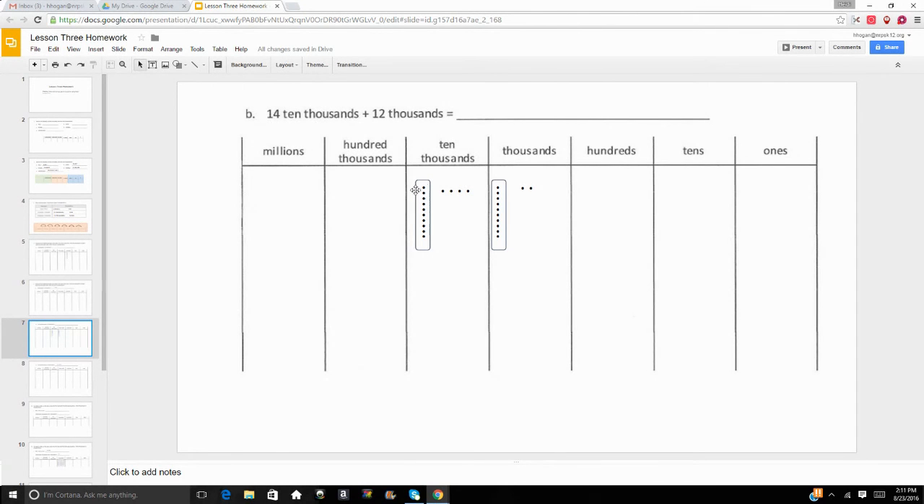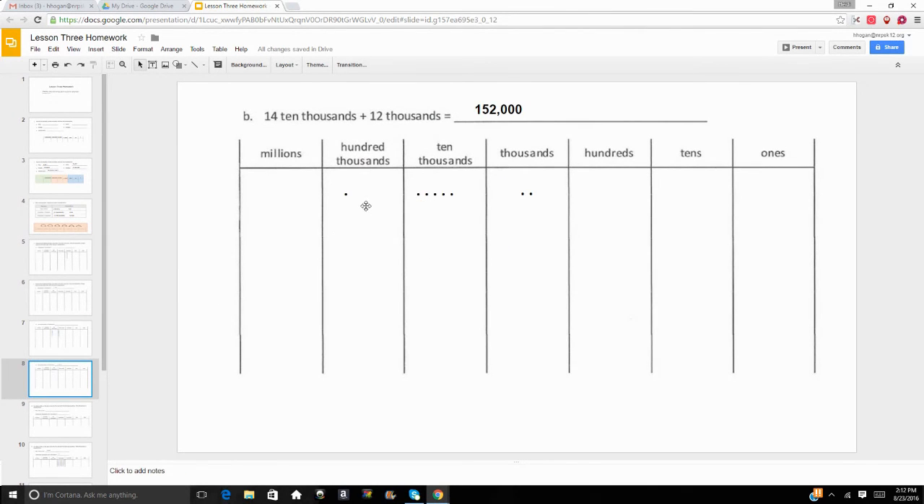14 10,000s, 10, 11, 12, 13, 14. 12,000s, 10, 11, 12. We know that this 10 is going to be regrouped to be 100,000. And this 10 is going to be regrouped into a 10,000 because 1,000 times 10 is 10,000. 10,000 times 10 is 100,000. So that will be 100,000, 5 10,000s, 2 thousands. So 152,000.